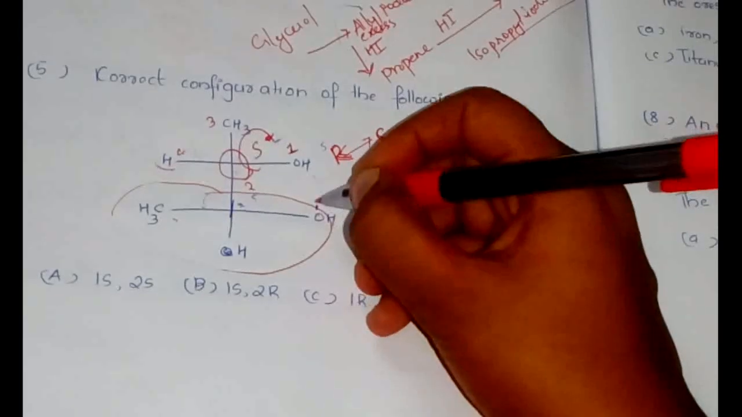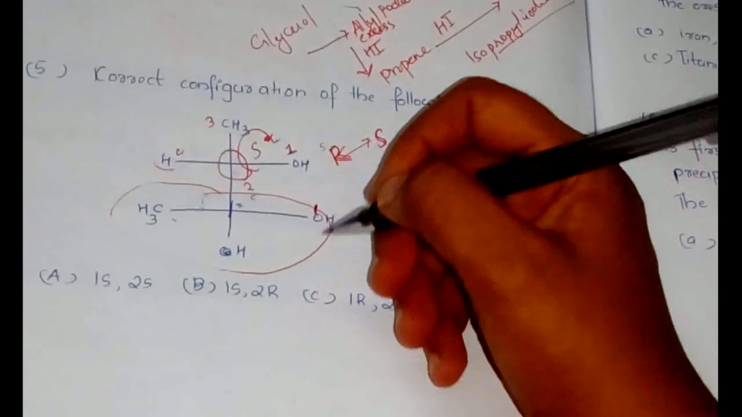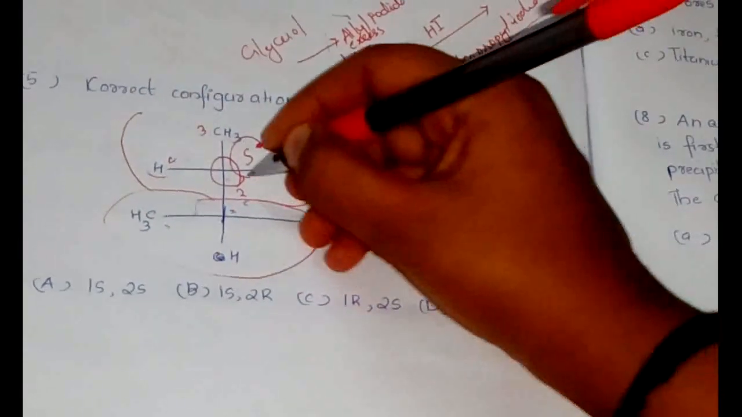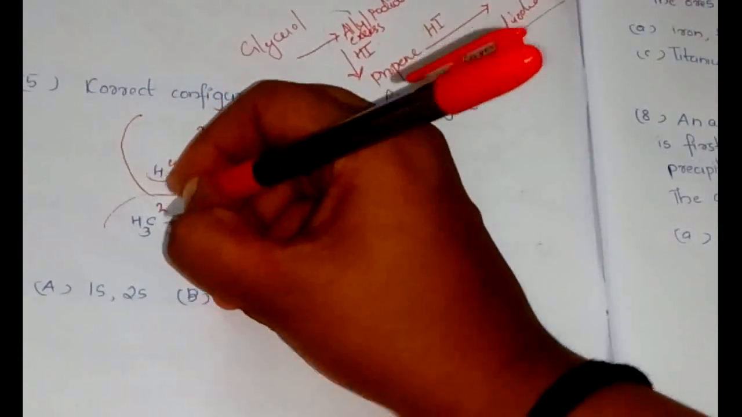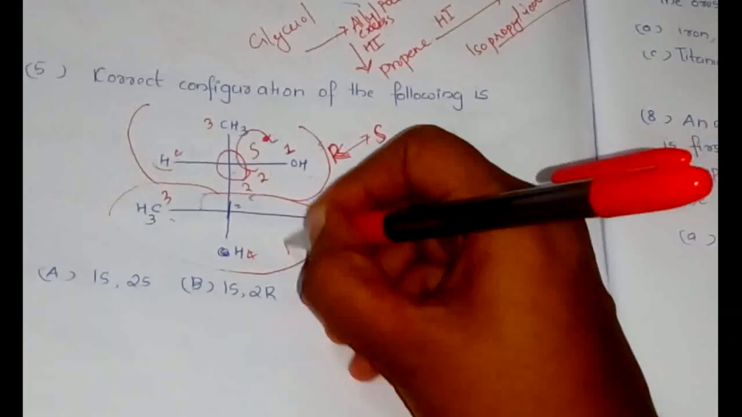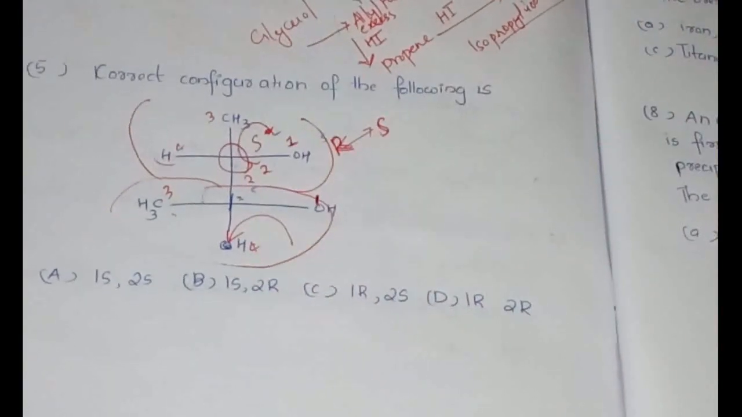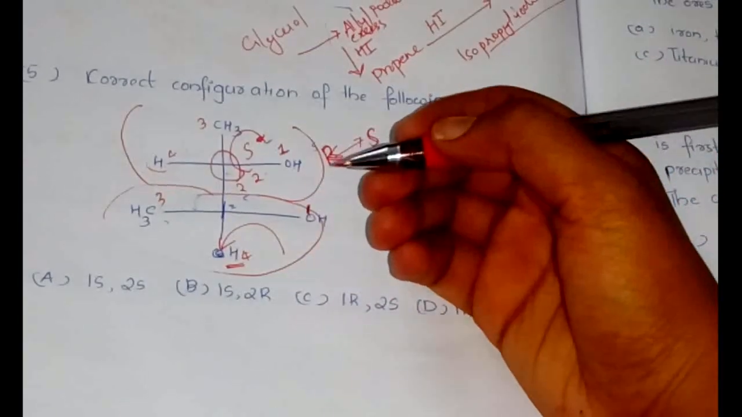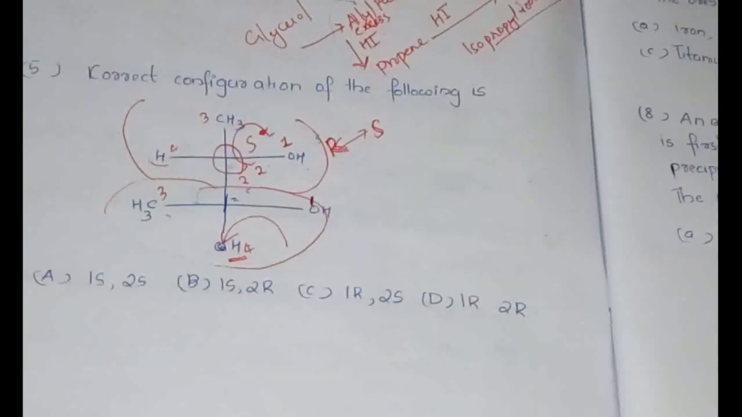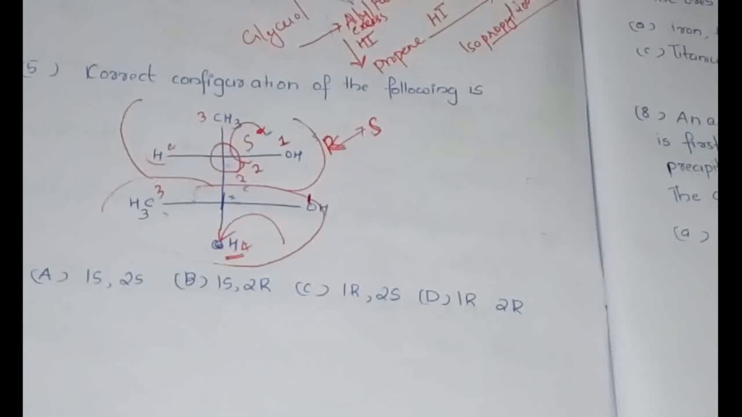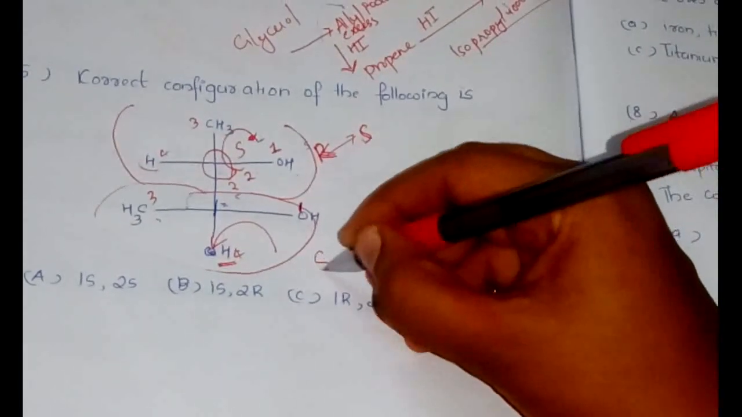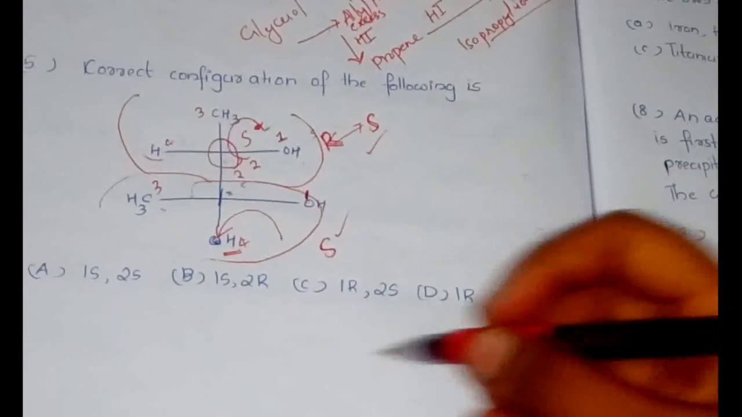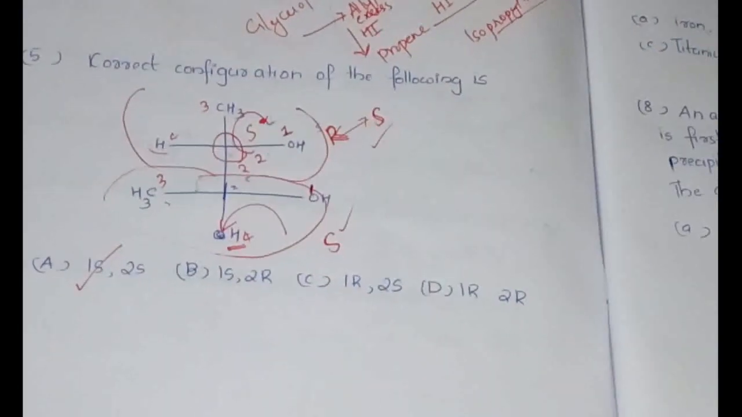Now let's consider the second one. Here also the numbering would be 1, then 2 would be this whole set, then 3, and this would be 4. Here it is going in the anti-clockwise direction. Now let's look at the lowest priority group. It is not in the horizontal position, it is in the vertical position, so there will not be any change in the configuration. So both of the carbon atoms have S configuration. It would be 1S and 2S.